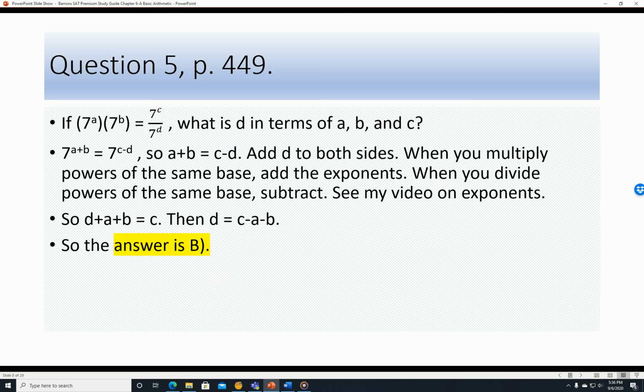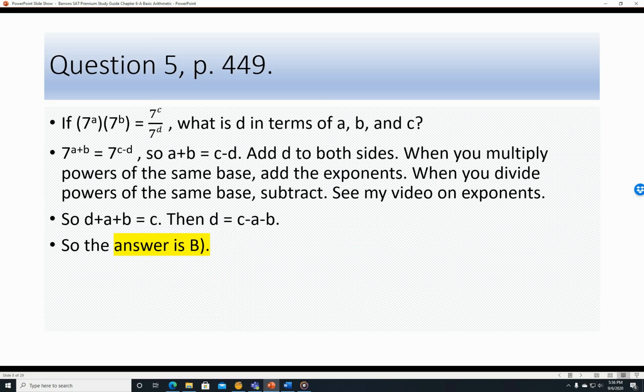Question 5, page 449. If 7 to the A times 7 to the B is equal to 7 to the C over 7 to the D, what is D in terms of A, B, and C? Well, 7 to the A plus B is equal to 7 to the C minus D.